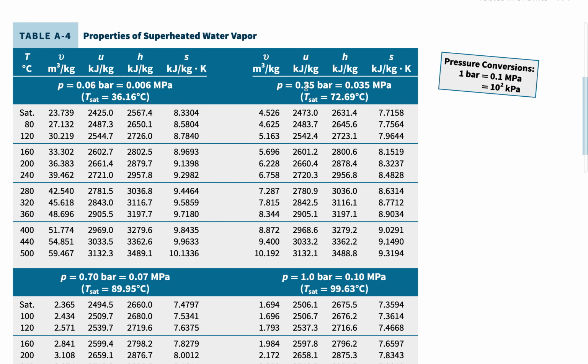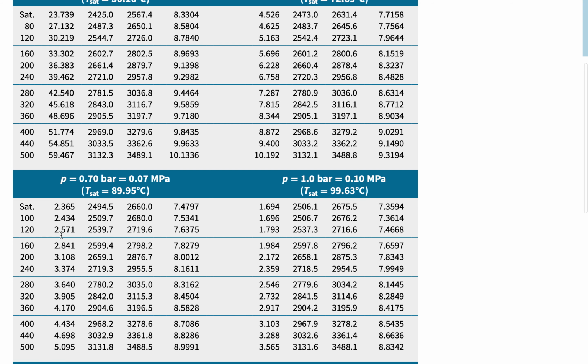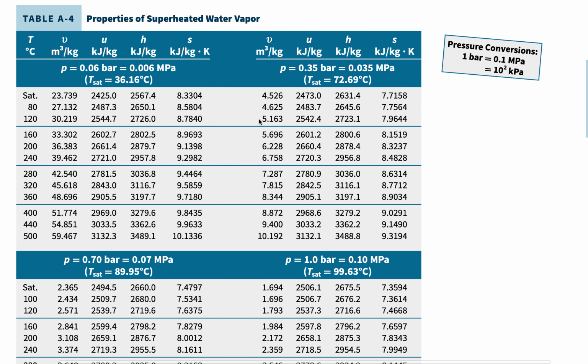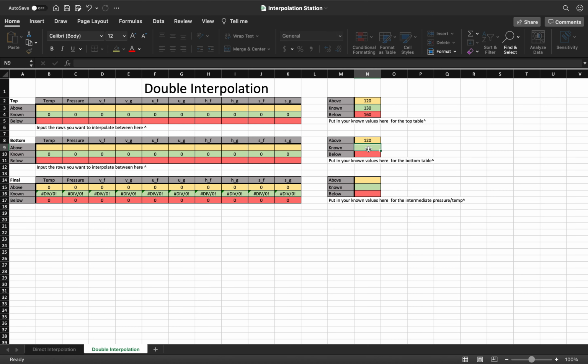So you're going to come here. Your pressure for this table is 0.35 bar, but you're actually not interpolating for pressure yet, because you have to find specific volume at this pressure and temperature, and then specific volume at the other pressure and temperature, and then you can interpolate between those, if you know what I mean. So first we have to interpolate for temperature. Temperature is 130, above is 120, below is 160. This is also the case for the below table, so I'm going to put the same values in here.